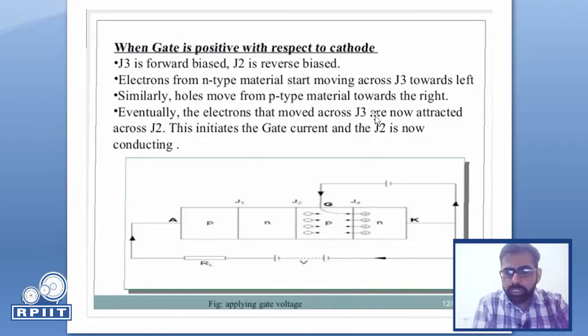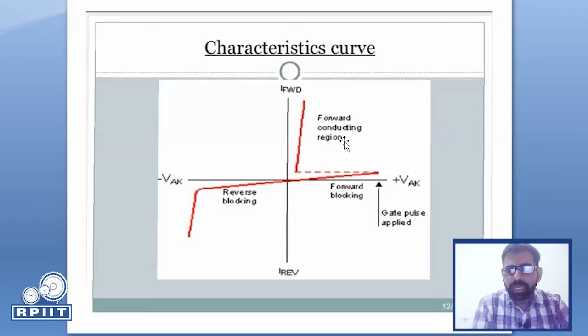And eventually the electrons that move across J3 are now attracted across J2, and this initiates the gate current, and J2 is now conducting. So it will initiate the current. The majority of this current will be at the J2 junction. So it starts to become forward biased, and the current will flow from this to this direction. Right. So this is the whole process for the current to flow when the gate is closed, or positive with respect to the cathode. So this is the basic characteristic of our thyristor.